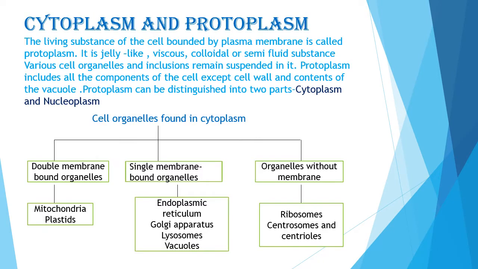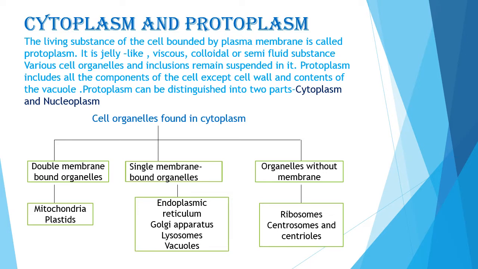Our next topic is cytoplasm and protoplasm. The living substance of the cell, bounded by the plasma membrane, is called protoplasm. We have already studied it. It is a jelly-like viscous colloidal or semi-fluid substance. Various cell organelles and inclusions remain suspended in it. Protoplasm includes all the components of the cell except the cell wall and contents of the vacuole. Protoplasm can be distinguished into two parts, that is cytoplasm and nucleoplasm.